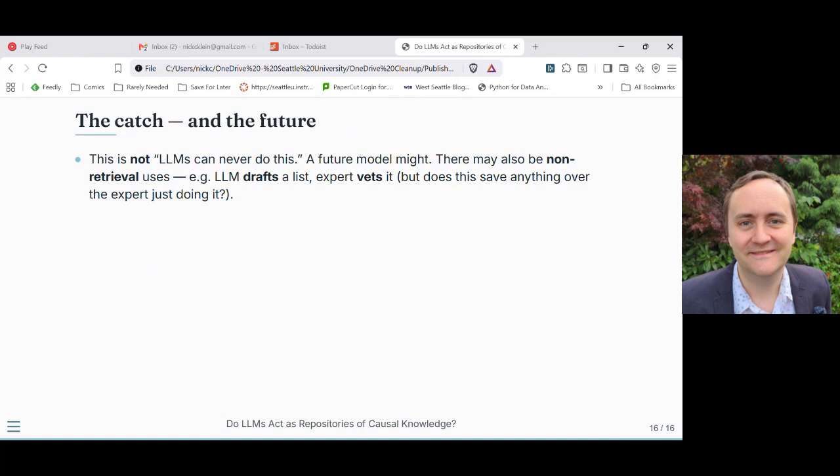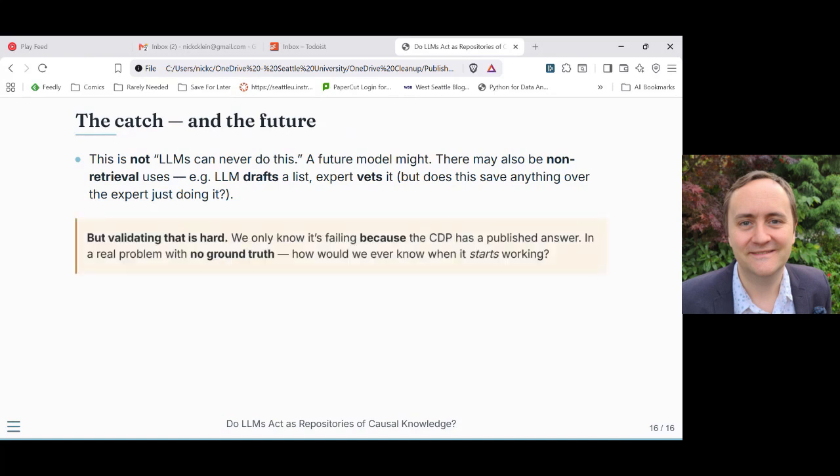Now, granted, there are other ways you could have large language models help you with causal inference. You could have the LLM draft a list that an expert vets, but again, why do it? You could just have the expert. If the expert is going to have to do it anyway, they might as well just do it. Also, in other contexts, validating is hard. This is a case where we have a ground truth. That is usually not the case. I'm a little over time, but I'll stop there.